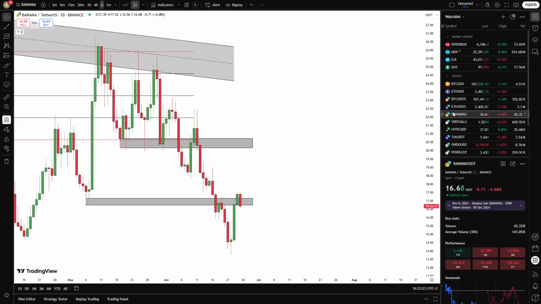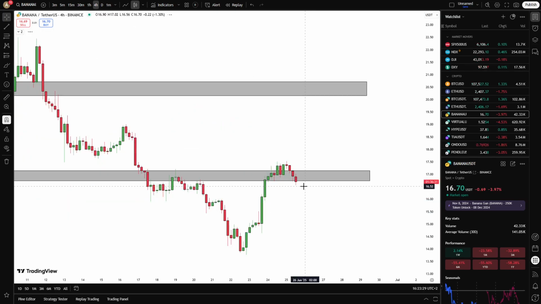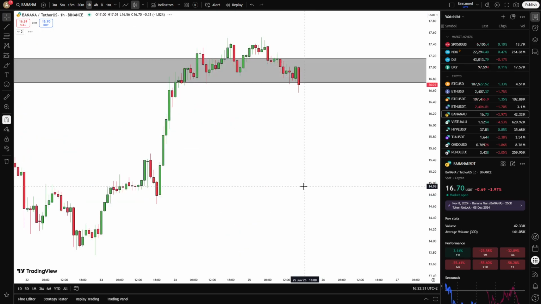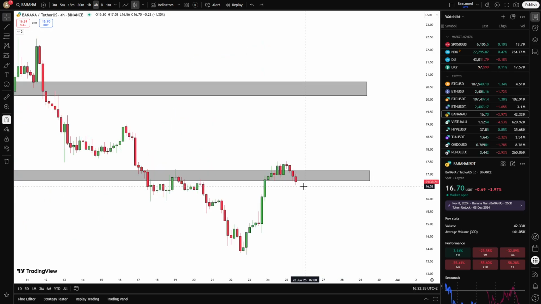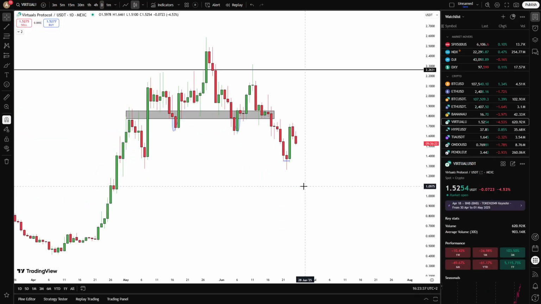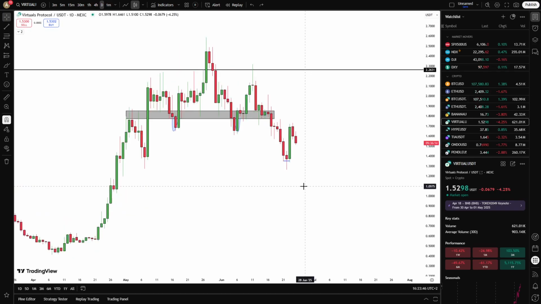Banana, I want to see this level hold, otherwise it could perhaps retest this, which I don't think is very likely. Looking at the strength of it, I think this will just bump randomly out of nowhere. For Virtual, it's not looking that great when you're talking about a lower time frame.